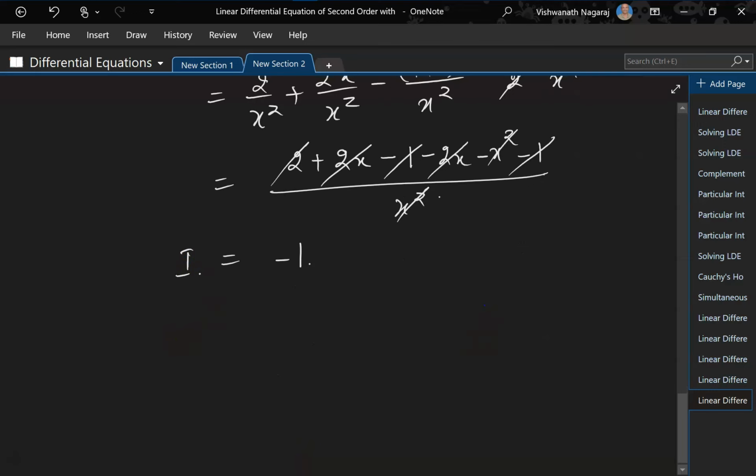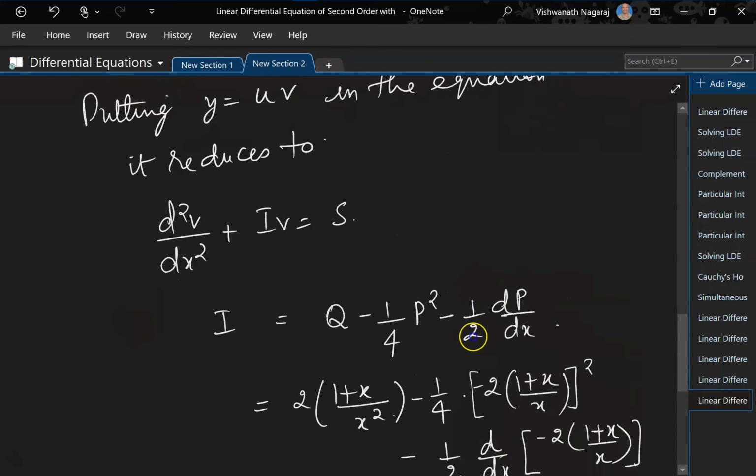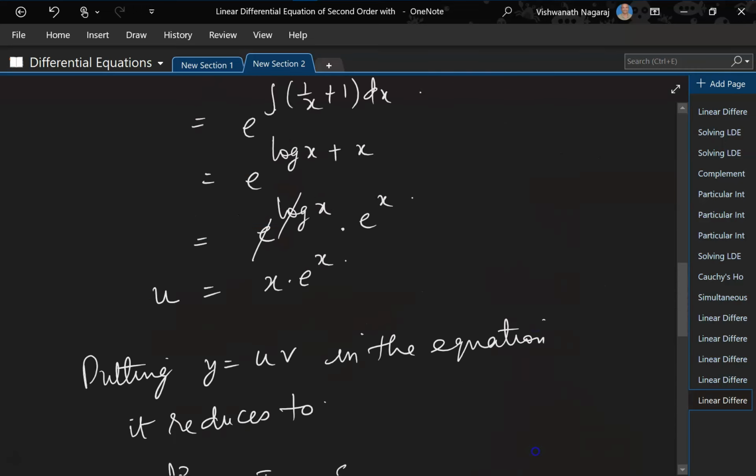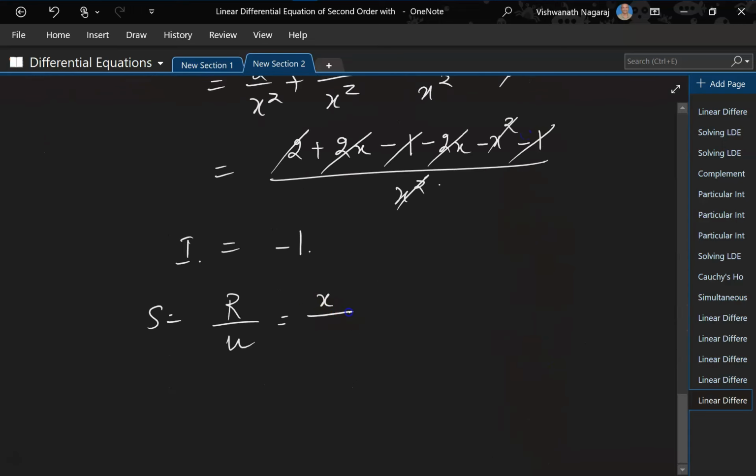So that is one part. The other part is, if you see here, we have S, and we know S is equal to R by u. R is what in our equation? R is x by u. U is what?